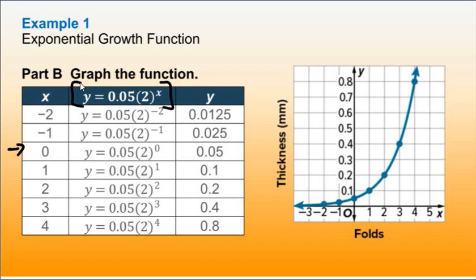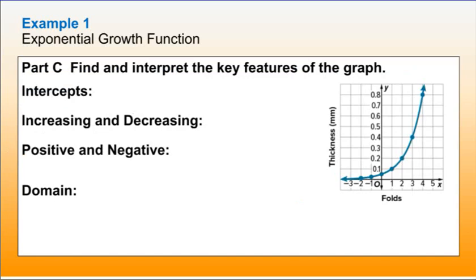So here you can see if you put -2 in there, you get 0.0125, and then it gradually gets bigger as it goes down to x equaling 4. So they plotted them here. You can see the points on here, and it gradually gets bigger, and then all of a sudden it jumps up rapidly. So now from that, we're going to describe the key features.